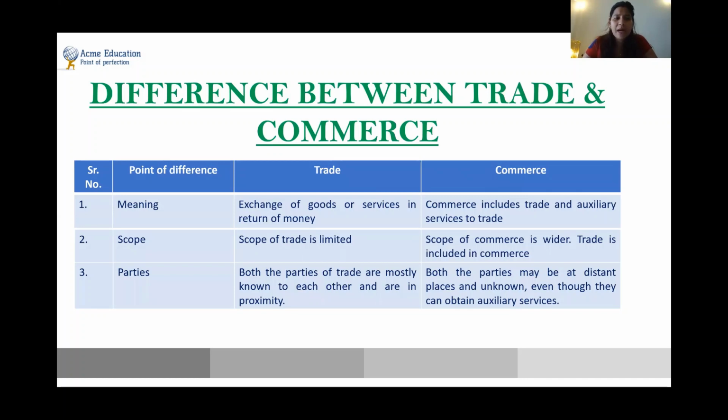The next will be parties. So how many parties are involved in trade? So there are two parties, and both the parties generally know each other, because both of them are into buying and selling. Whereas in case of commerce, both the parties may be at a distant place, that is, they may be far away, and still, they can use these auxiliary services.